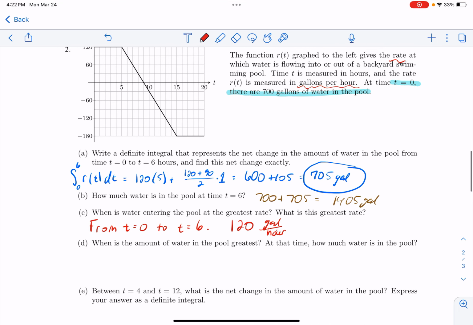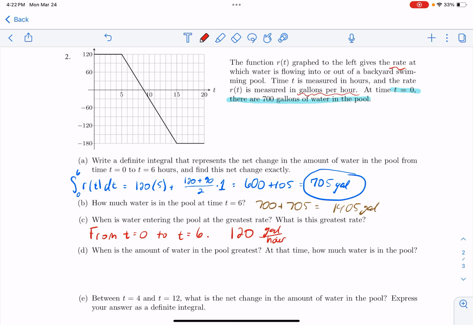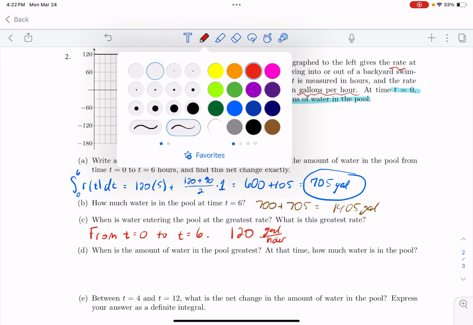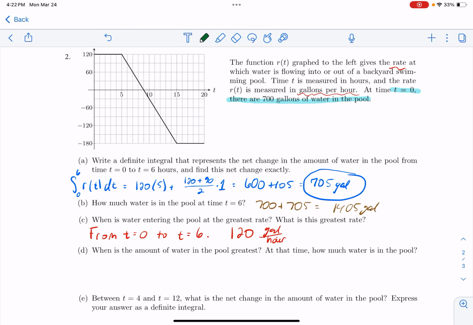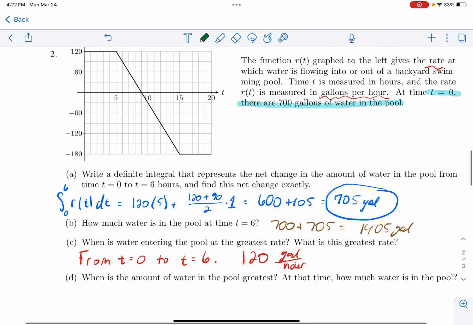This says, when is the amount of water in the pool the greatest, and at what time? At that time, how much water is in the pool? I'm trying to go a little too fast here. Let me slow down. So when is the amount of water in the pool the greatest?